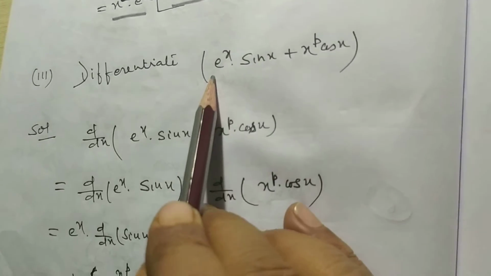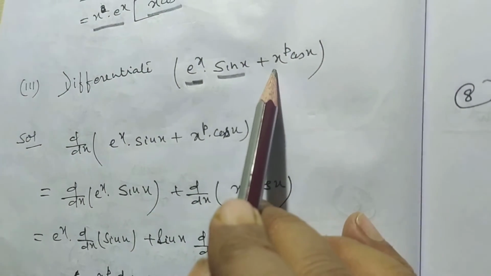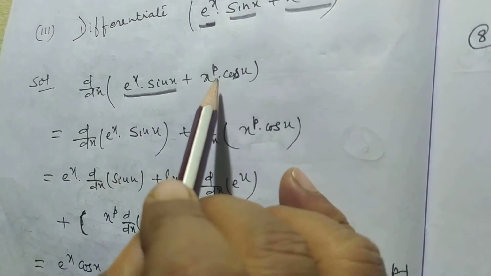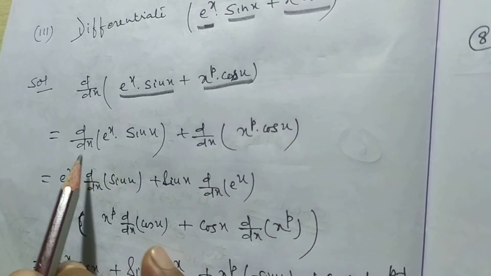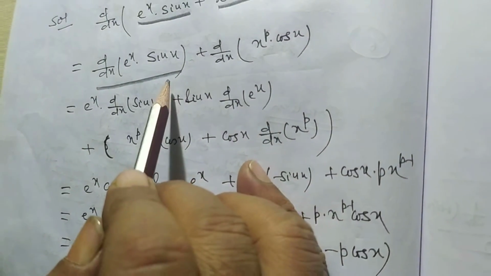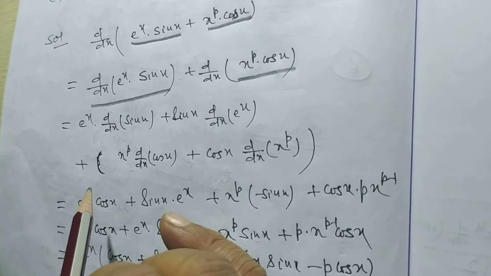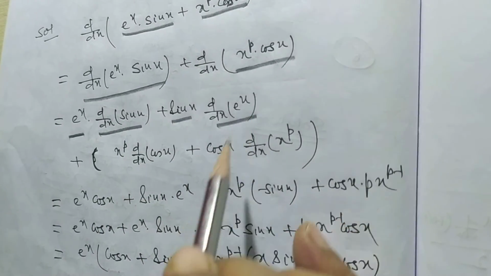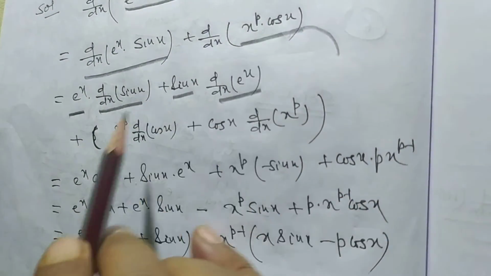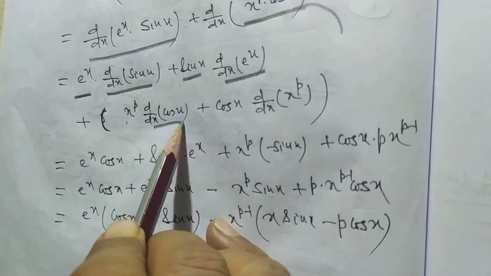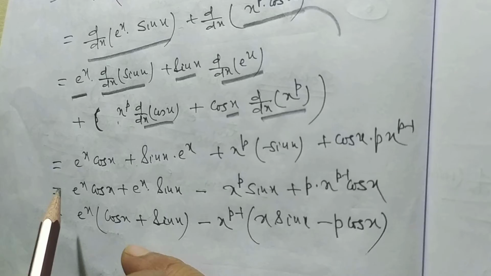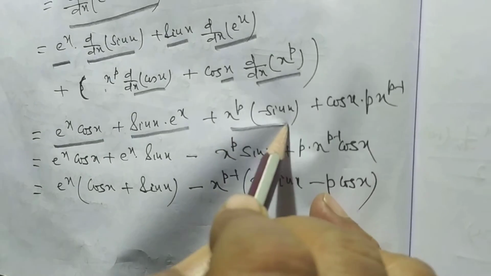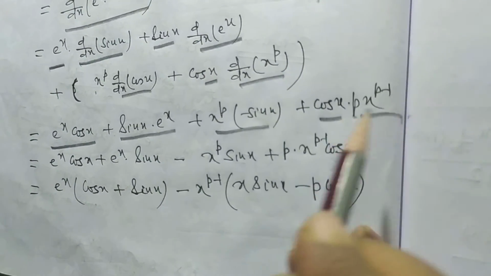Now differentiate e^x sin x plus x^p cos x. Now d/dx of e^x sin x plus x^p cos x, we have d/dx of e^x sin x, and d/dx of x^p cos x. It will be e^x d/dx of sin x plus sin x d/dx of e^x. Now again you apply this product formula, x^p d/dx of cos x plus cos x d/dx of x^p. This is e^x cos x plus sin x e^x, plus x^p (−sin x) plus cos x p x^(p−1).